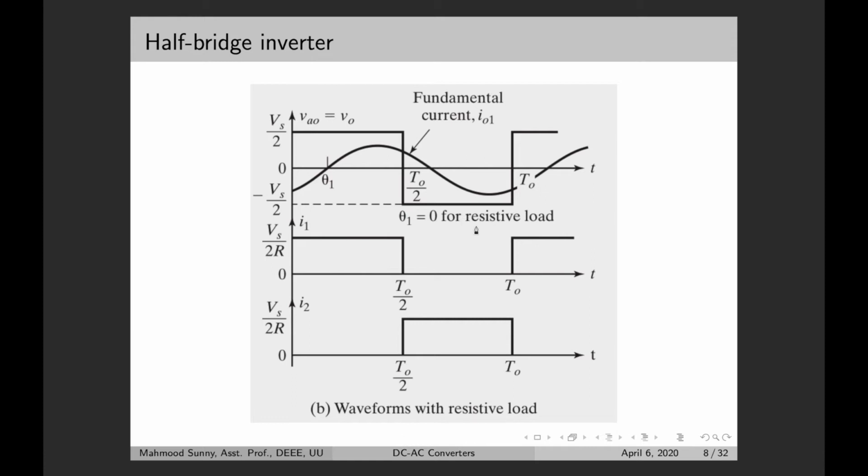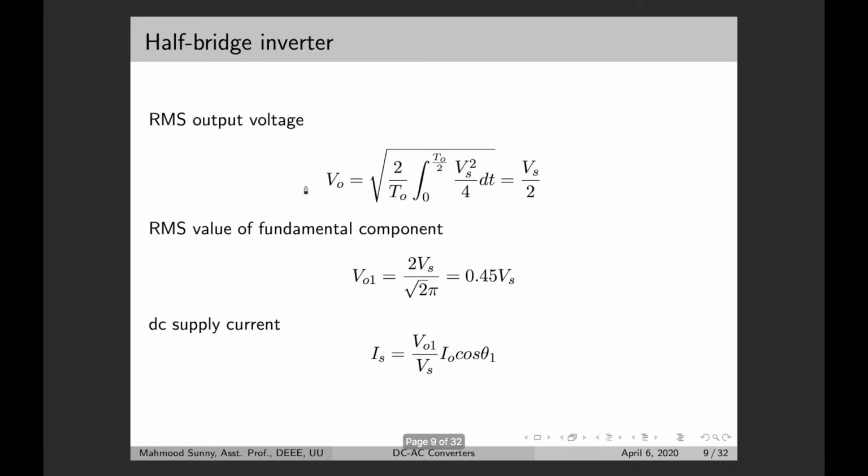And if we are using only the resistive load, then theta is 0. We get current by dividing the voltage, that is Vs divided by 2 divided by R.